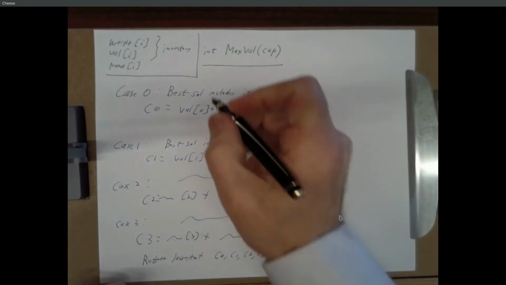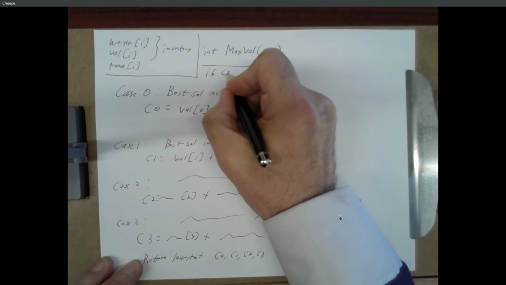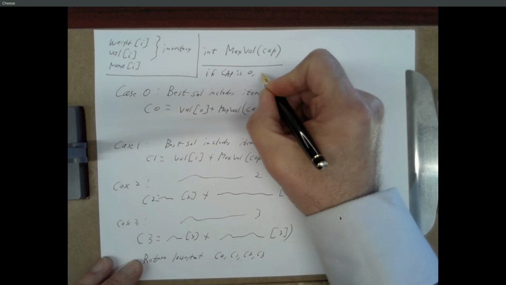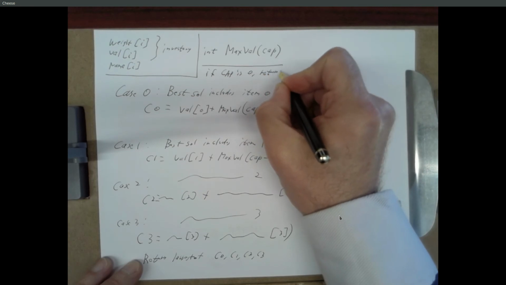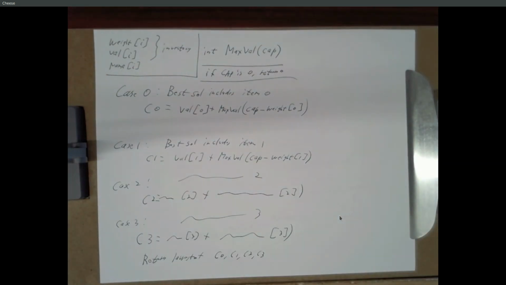The other detail, and this isn't really an edge case, but if the capacity is 0, return 0. And if you code up your largest piece correctly, that'll happen automatically, but as kind of a way out of the recursion, if you're asked to find the max value from a bag that can't hold anything, the answer is 0.